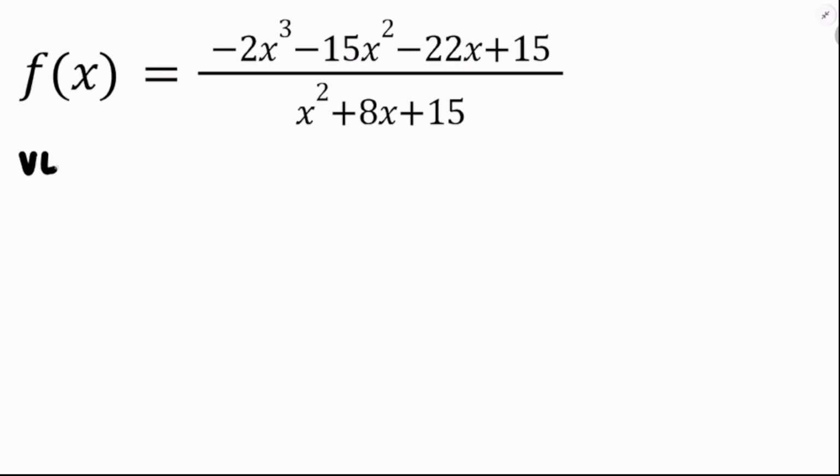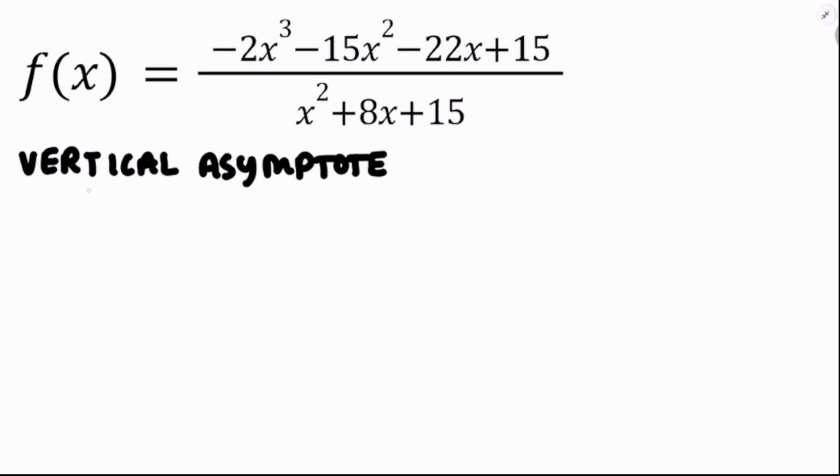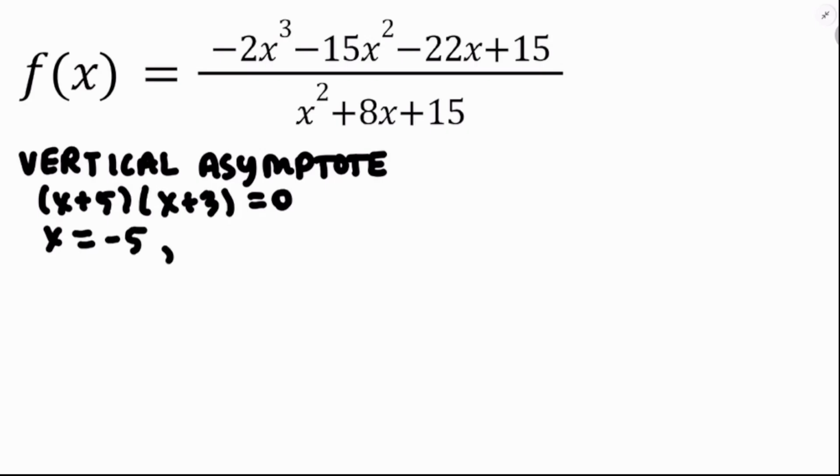We'll say the vertical asymptotes, we're going to need to factor the denominator. Maybe I'll do that over here. x squared plus 8x plus 15. That's going to be 5 and 3. x plus 5, x plus 3 equals 0, so that would be x equals negative 5, and also x equals negative 3, assuming that those aren't also factors of the numerator.